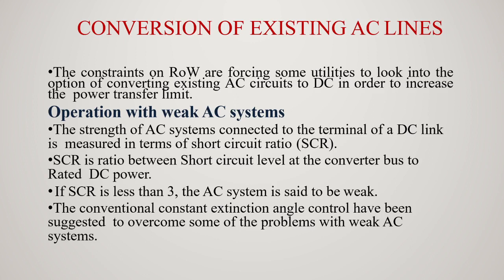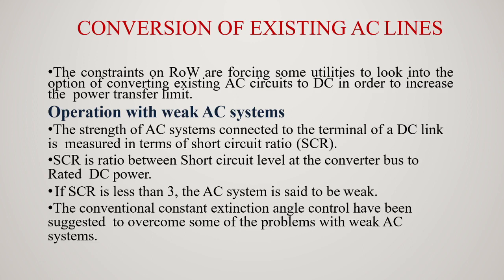An experimental project of converting a single circuit of a double circuit 220 kilovolt line was commissioned in 1989-1990 in India between Lower Sileru and Barsur. It is feasible to convert a double circuit AC line to a bipolar HVDC line with substantial power upgrading.